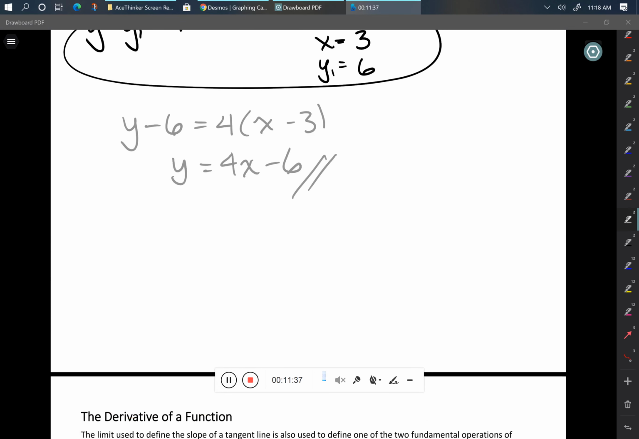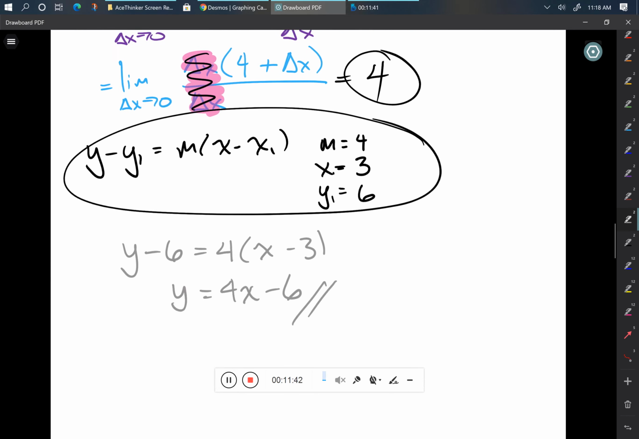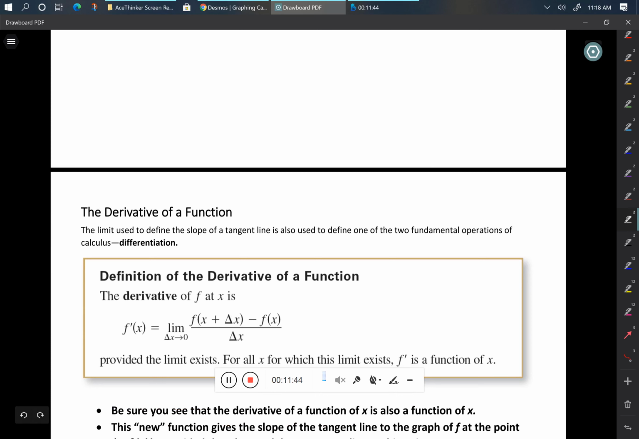Okay, so I'm going to end this video here because this is the last example of finding the tangent line or the slope of the tangent line, and the next video will start here with the idea of the derivative of a function. So I'll see you back here for part 3.